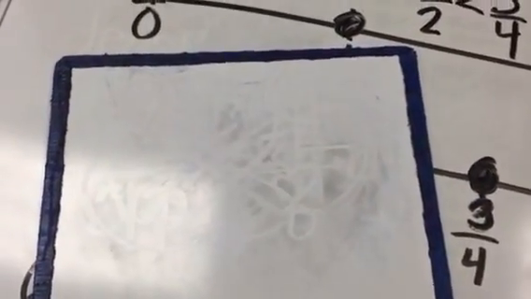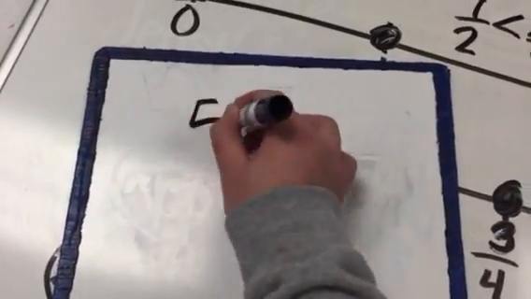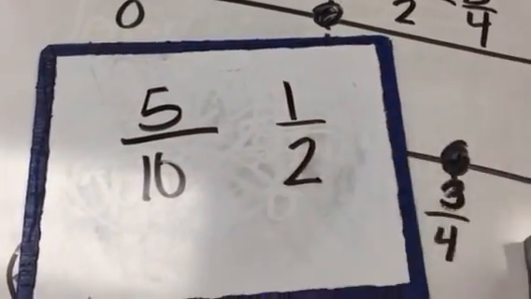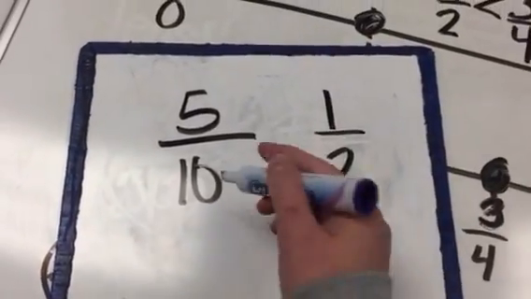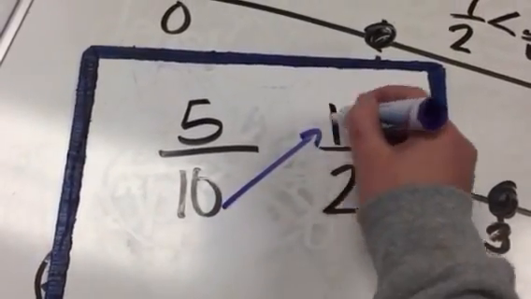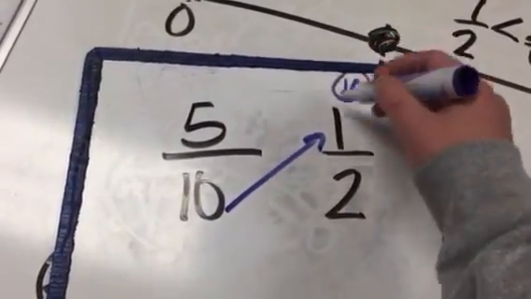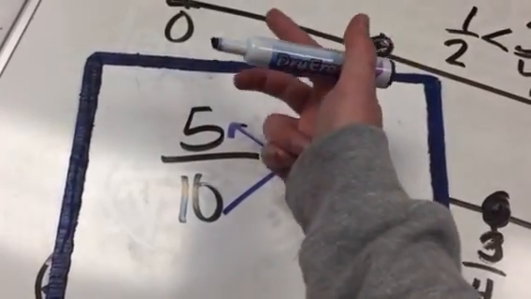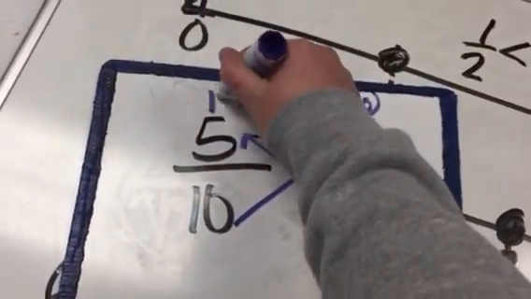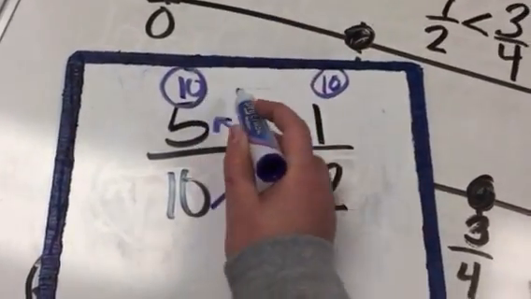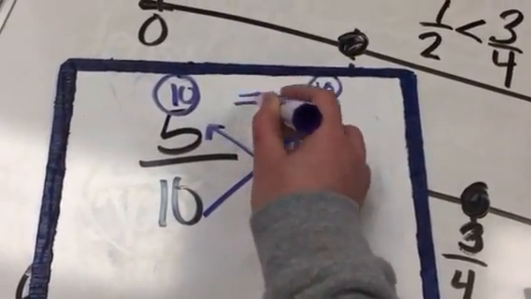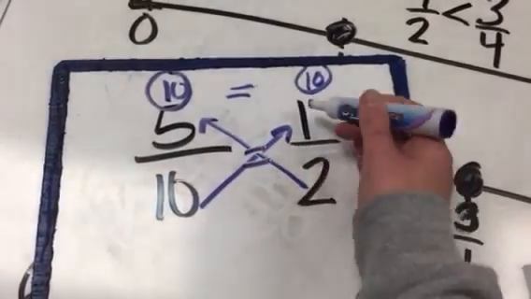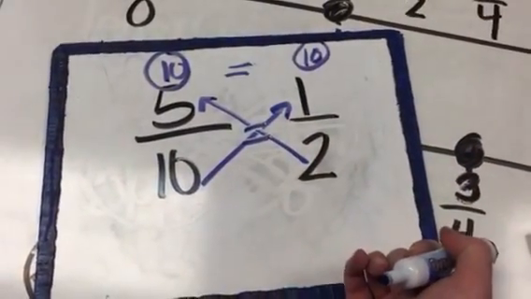My tummy growls. All right, let's try another one. 5/10 and 1/2. 10 times 1 is 10. 2 times 5, 2, 4, 6, 8, 10 is 10. 10 is equal to 10. So 5/10 is equal to 1/2. They're equal.